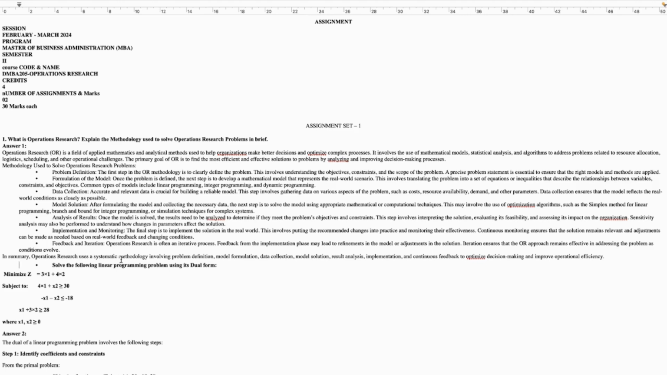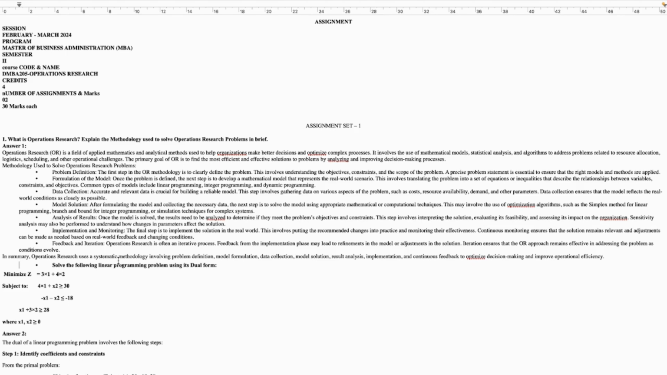Model solution. After formulating the model and collecting the necessary data, the next step is to solve the model using appropriate mathematical or computer techniques. This may involve the use of optimization algorithms such as the simplex method for linear programming, branch and bound for integer programming, or simulation techniques for complex systems.